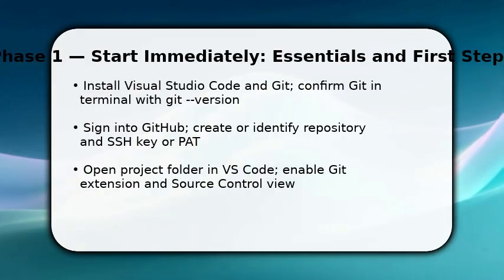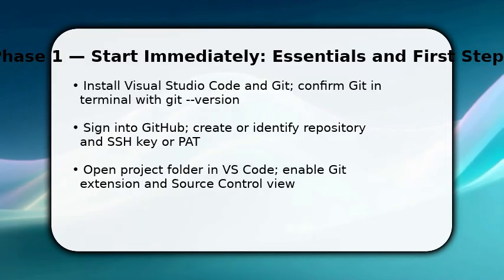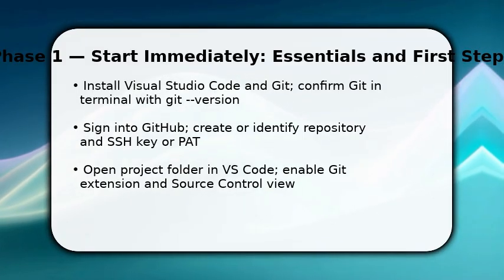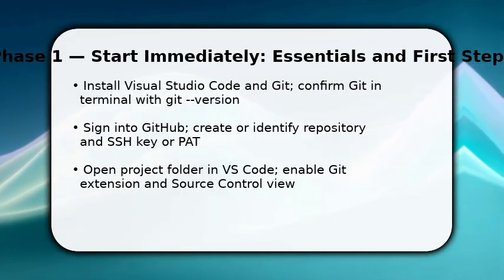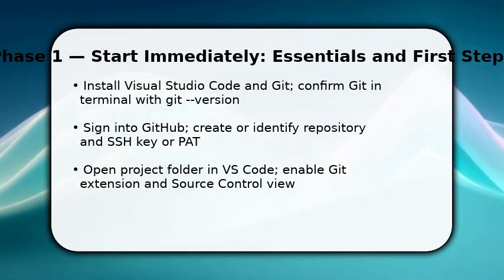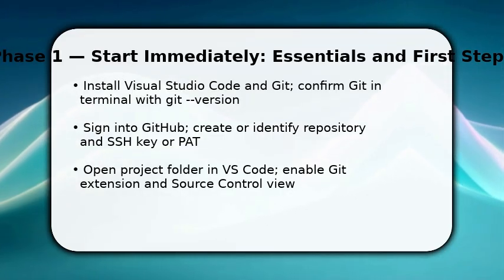You begin by confirming prerequisites: VS Code and Git installed, and you have a GitHub account. Open your project folder in VS Code and check the source control view. Next, decide SSH versus personal access token. SSH keys give passwordless auth, while a PAT is simpler on Windows.